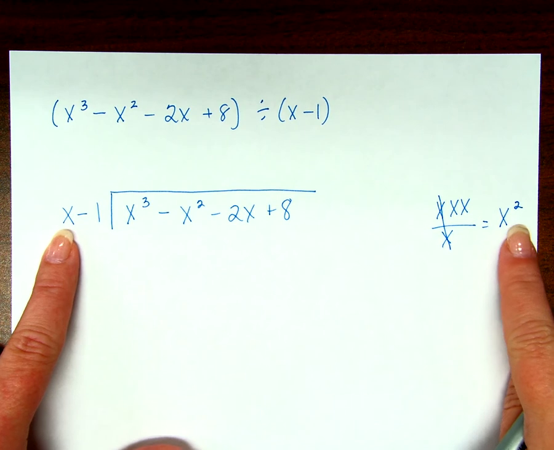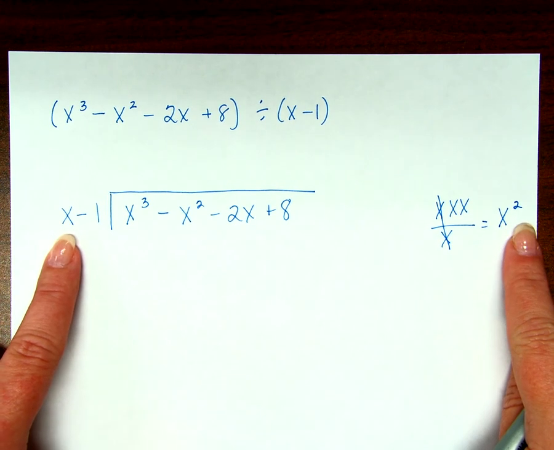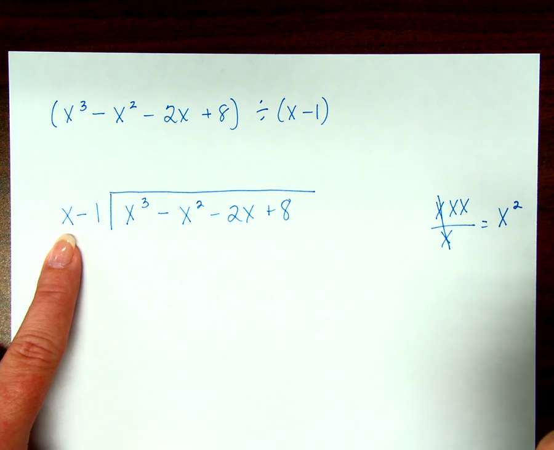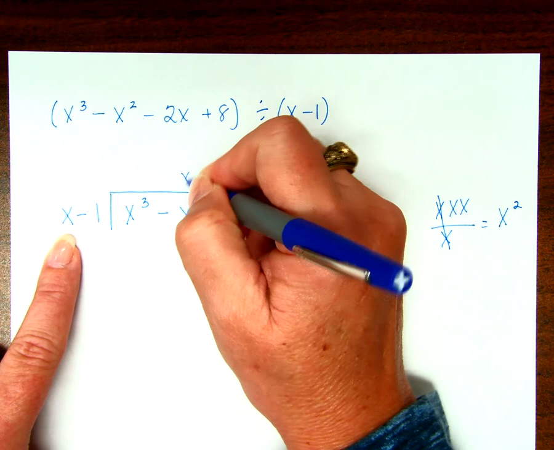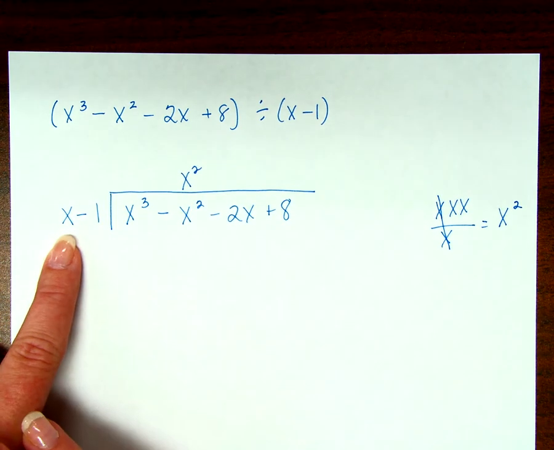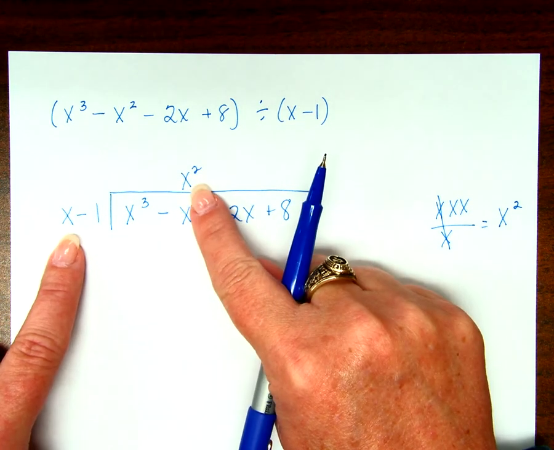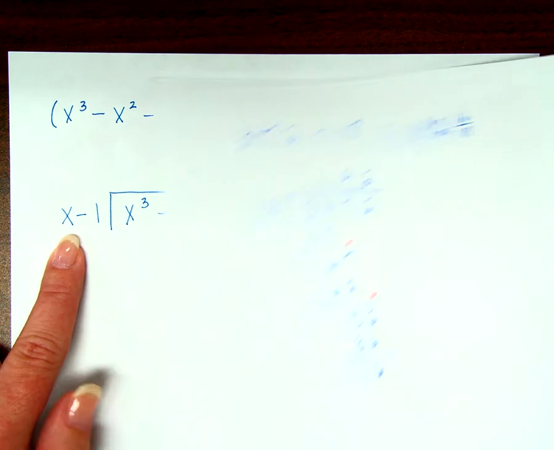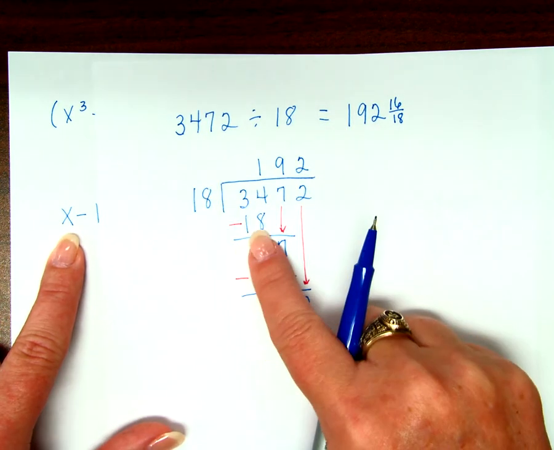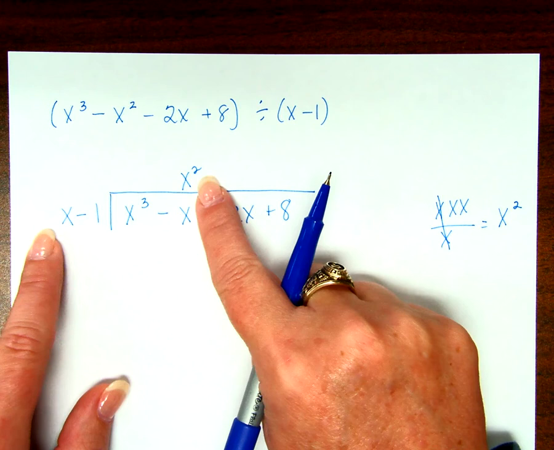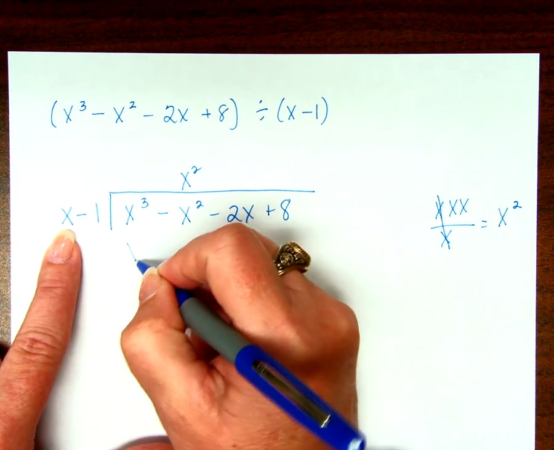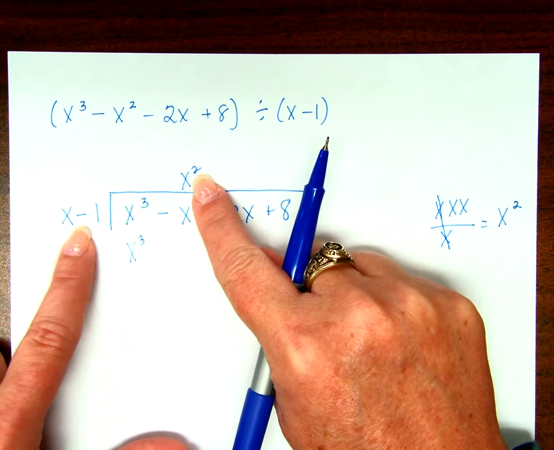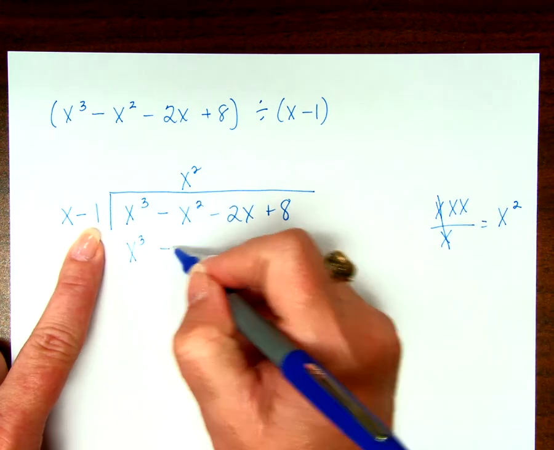What's the answer? And where does it go? Top where? Above the x squared, right? Wouldn't we put it with its like terms? Wouldn't that make sense? Okay. What do I do now? What did I do with the 1 and the 18? I multiplied it, right? What do I do with the x squared and the x minus 1? Multiply. What's x squared times x? X cubed. What's x squared times negative 1? Negative x squared.